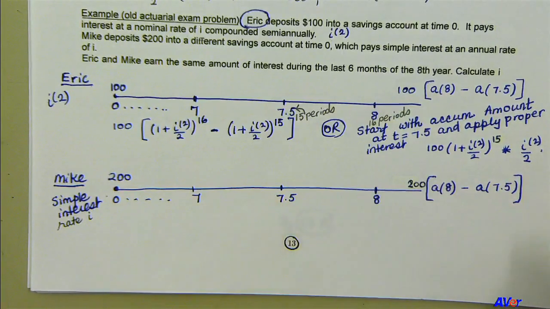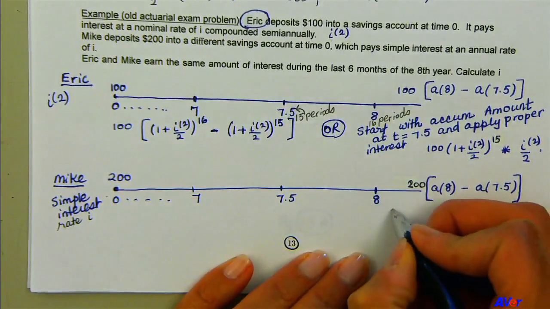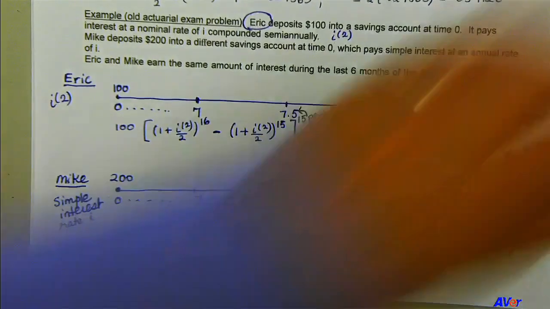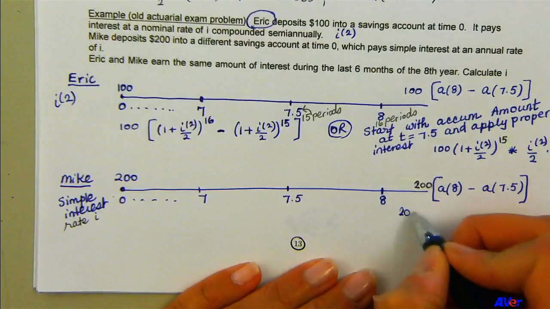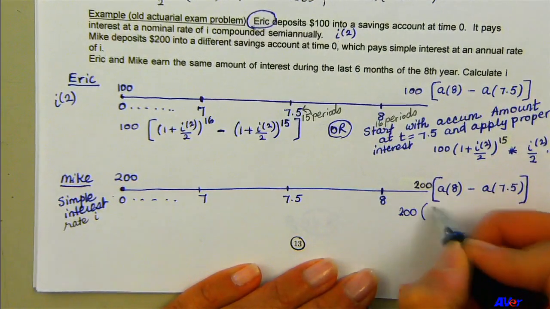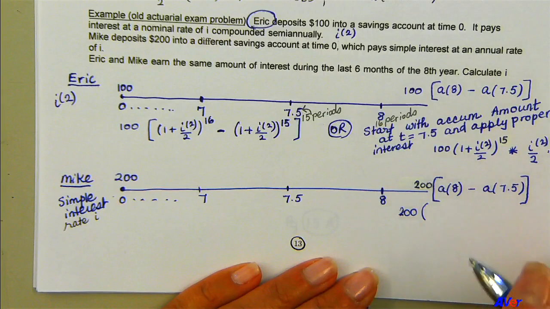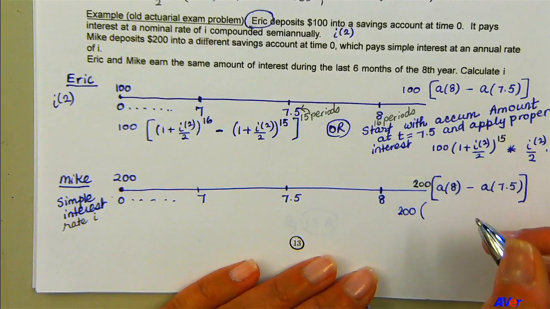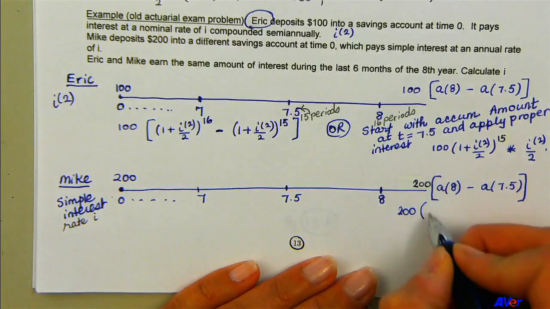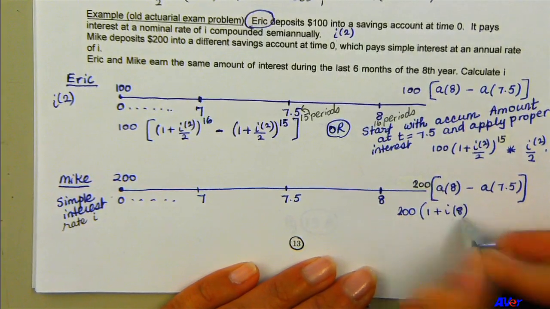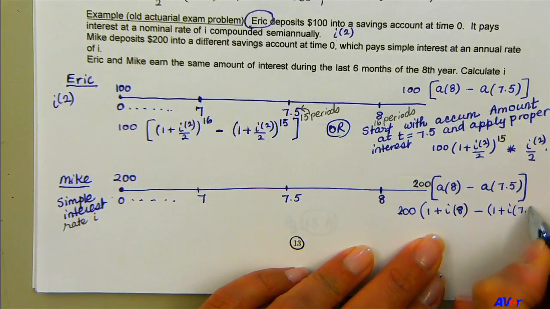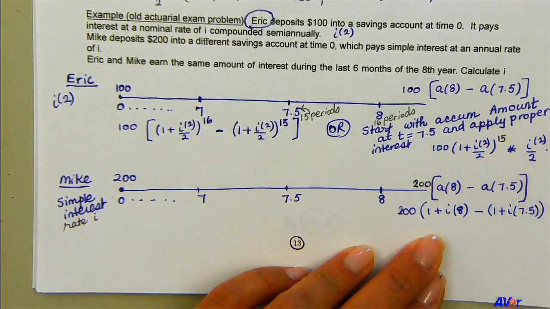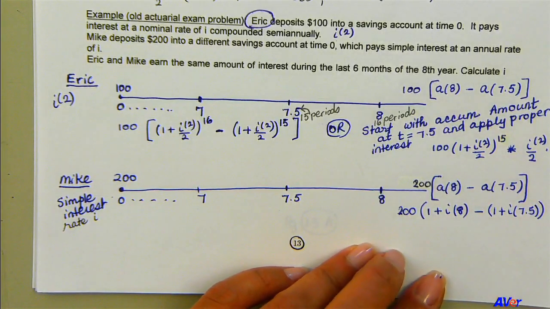So how much is A of 8 for simple interest? This would be 200 times, what's A of 8 for simple interest? 1 plus I times 8, minus 1 plus I times 7.5. That's one way to do it.